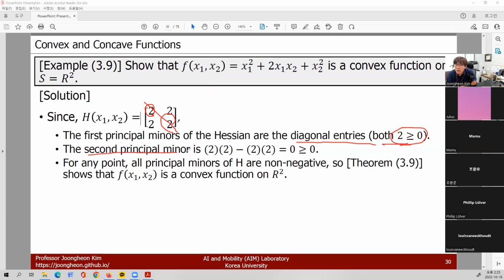Then now it's time to calculate the second principal minor, right? Then what is the second principal minor? That is the determinant of this given matrix. That's why you have to calculate this one and this one. That's why 4 minus 4, and then this is 0, which is non-negative. Then you can confirm that all the given principal minors are all non-negative. That's why you can confirm that the given function is convex. That's it. Very easy, right? It's kind of high school calculus, right?